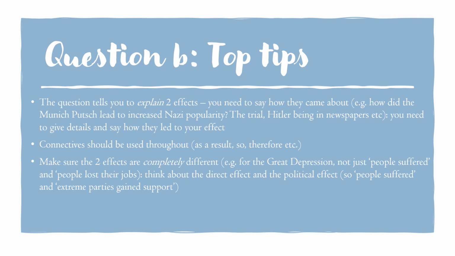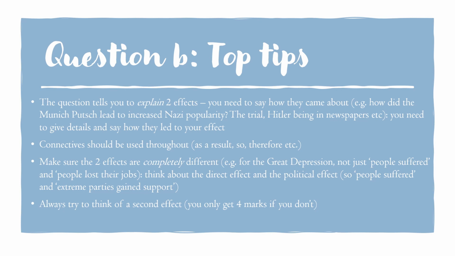Again, just reiterating it because it's so important, make sure that the 2 effects are completely different. So people suffered and people lost their jobs. They're too similar. Think about the direct effect and the political effect. People suffered, extreme parties gained support. The direct effect was people suffered, and the political effect was that extremist parties gained support. This doesn't always work for everything, but make sure that the 2 effects you give are completely different all the same.